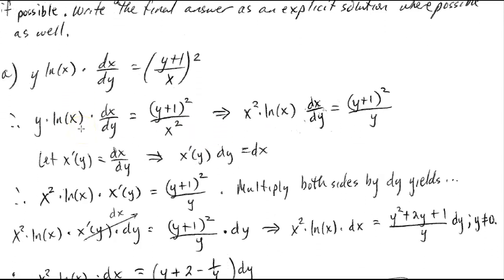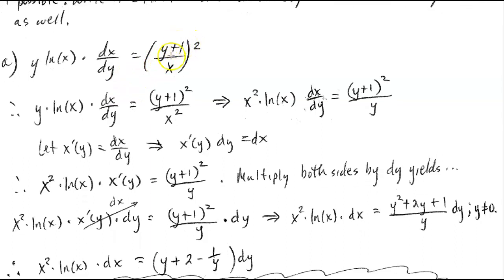So the first thing that we would like to do is rewrite this particular equation as, in this case, dx over dy will be equal to some function. And so here, to do that, the first thing I do is rewrite y plus 1 divided by x quantity squared. It's just y plus 1 squared divided by x squared. And then from there, I go ahead and multiply both sides by x squared, and also divide both sides by y. So that's how I get the y down here.